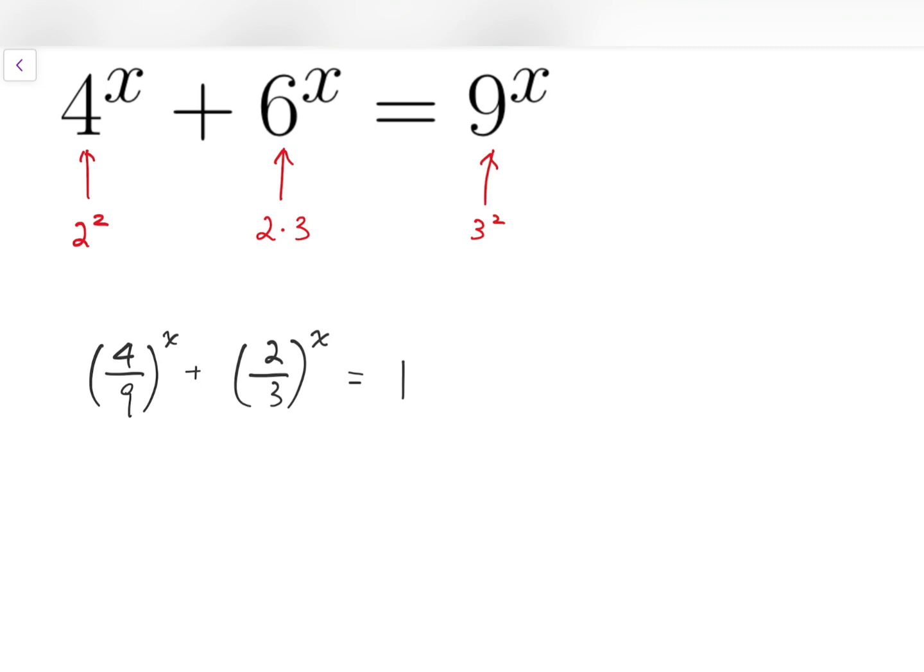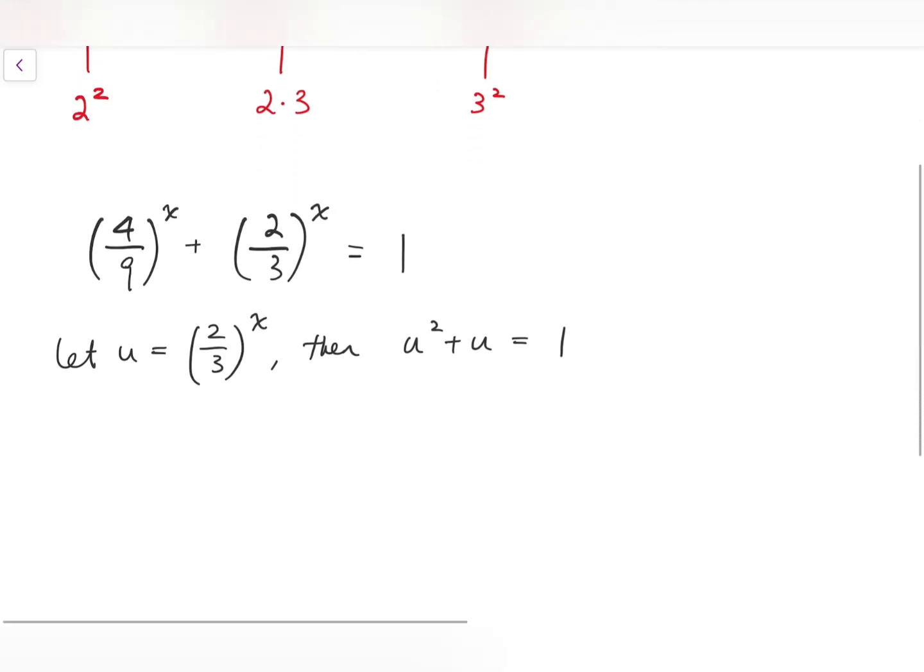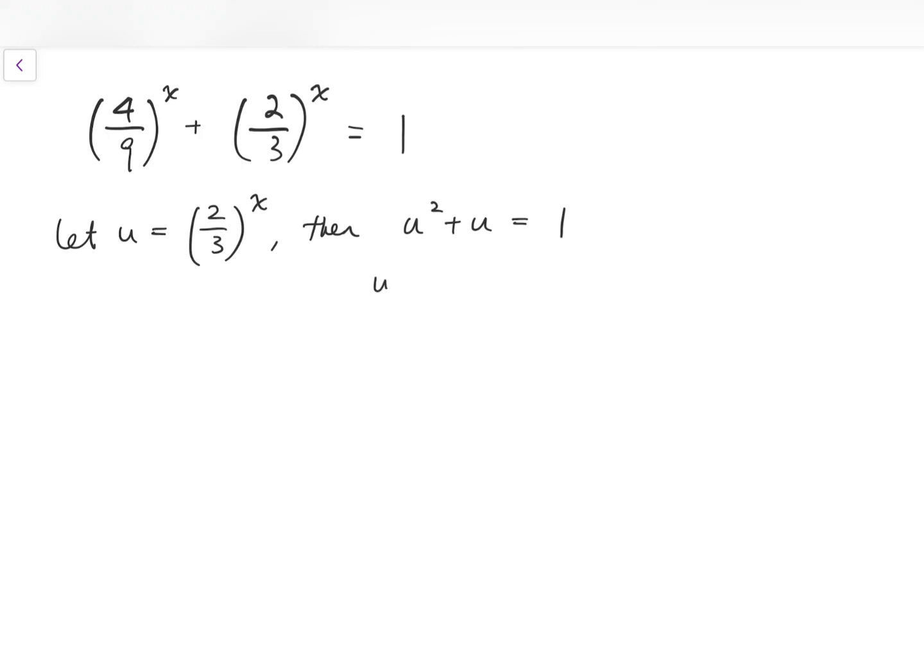Then, from our prime decomposition, we know that 4 over 9 is 2/3 all squared. So why don't we let u equal 2 over 3 all to the power x, and then the equation becomes u squared plus u equals 1. And that is exactly a quadratic equation, so we can solve it by the quadratic formula. Rearranging, u squared plus u minus 1 equals 0.